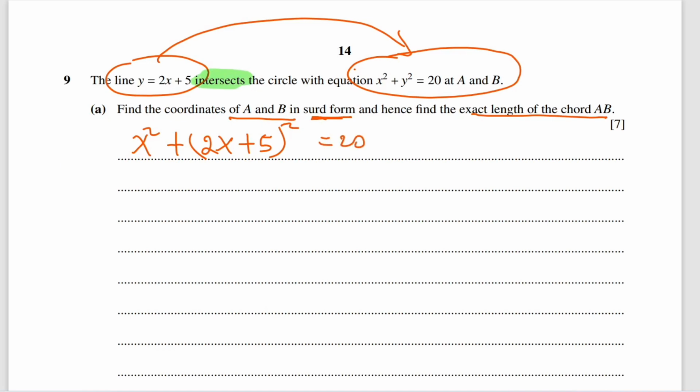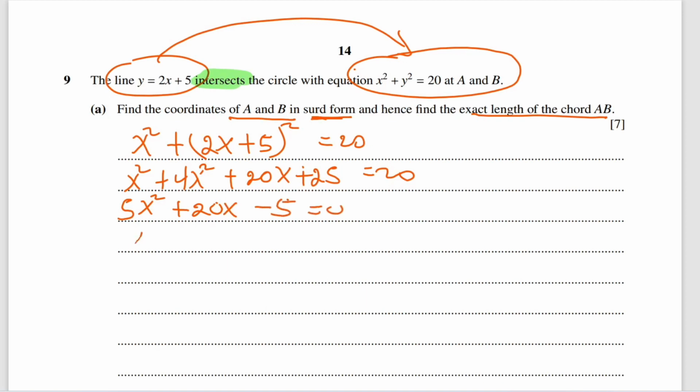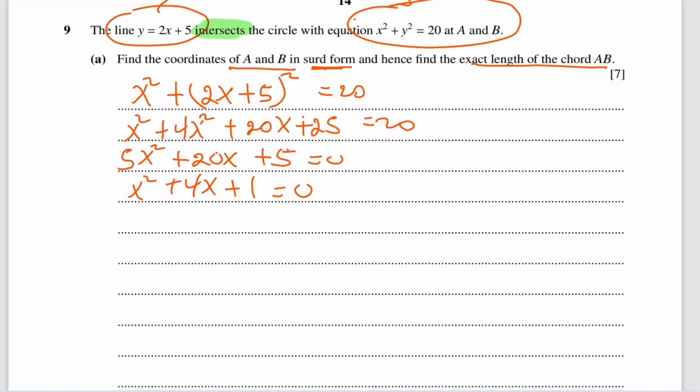It's equal to 20. So we have this 4x squared plus 20x plus 25 equals 20. So we have 5x squared plus 20x minus 5 equals 0. So you can have x squared plus 4x minus 1 is equal to 0. So we have, oh, it's actually plus 5. So plus 1. Okay.